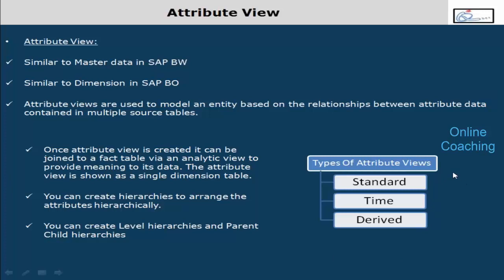The next point to be noted, we have three types of HANA modeling views. One is attribute view, analytical view and calculation view. Now within attribute view again we have three subtypes of views. One is standard, time and derived. I'll come to what each is.